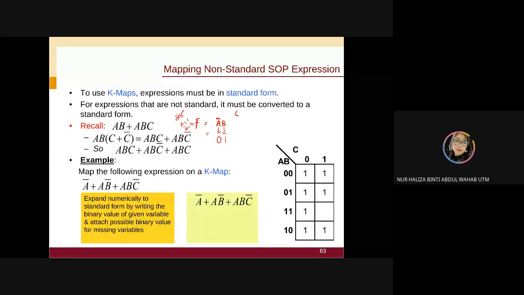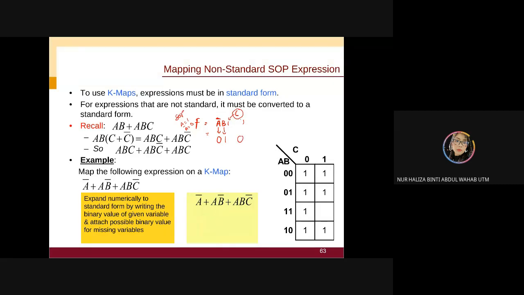And the only thing I don't have is the C variable. So there is a possibility of 0 for my C, and there is also a possibility of 1 for my C. I don't know which one. But because there are 2 possibilities, I'm going to have 0, 1, 0 and 0, 1, 1. These two are going to get F equal to 1. So you draw it into your map.